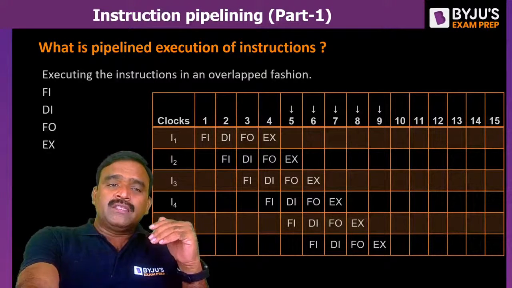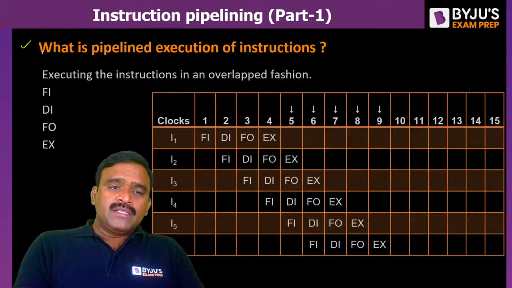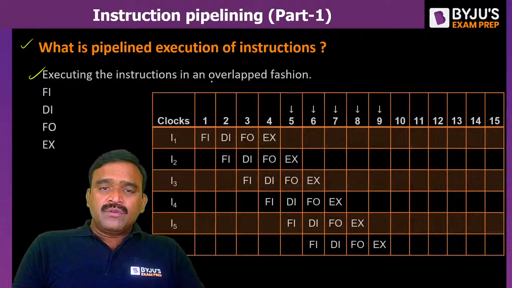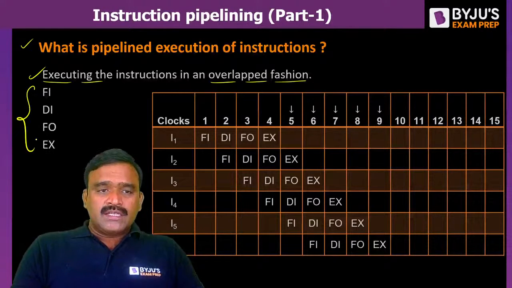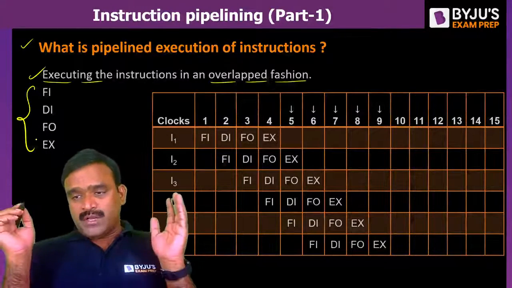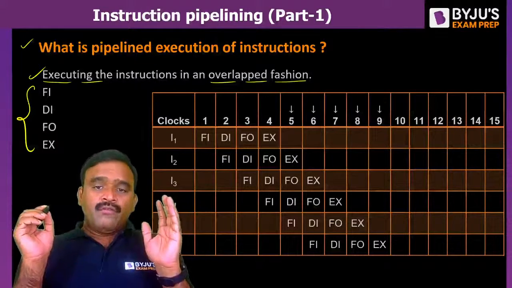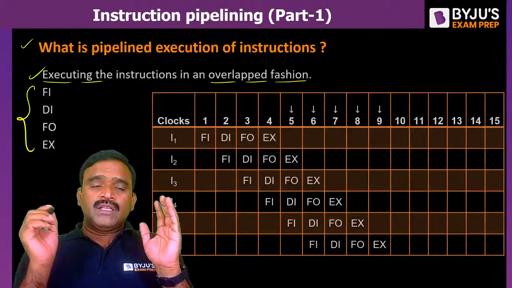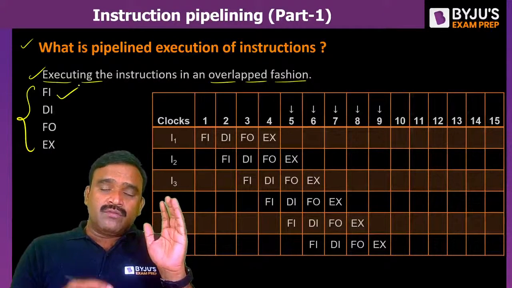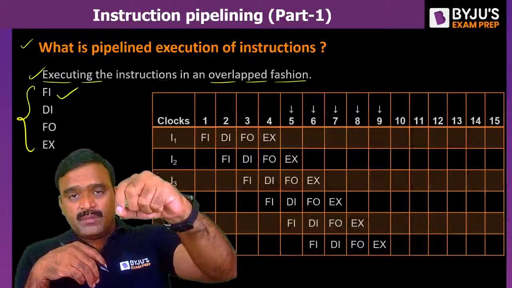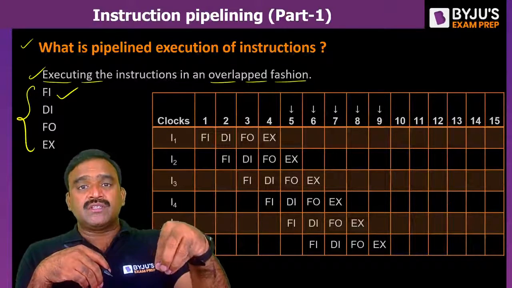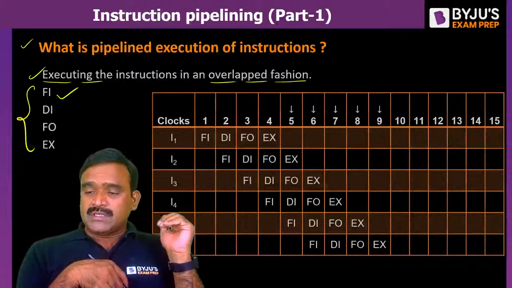Now the pipelined execution. In a pipelined execution, instructions are executed in an overlapped fashion. For example, let us consider 4-stage instruction pipelining. Hope you are following. What are the stages? Fetching of instruction. What do we do in this stage? We get the instruction binary code from memory and keep it in the instruction register. That is one special purpose register.